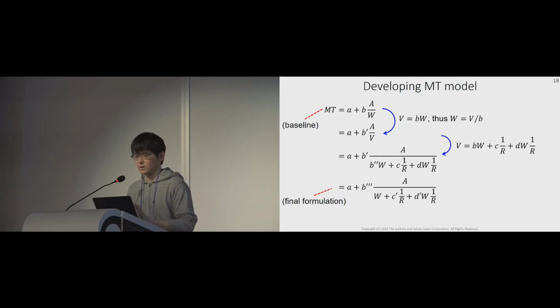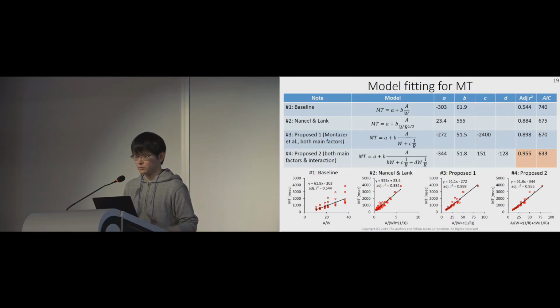The key point is replacing the W in the baseline model with V, and then replacing V with the proposed model. And then we obtain the final formulation. In the same manner, we obtain 4 models to predict the movement time. And similarly to the result of speed formulations, model number 4 is the best to predict the movement time. And this is the only model that shows the adjusted R-squared higher than 0.9. And the regression lines also show that model number 4 is the best to predict the movement time data points.